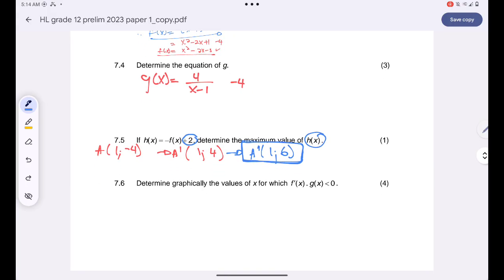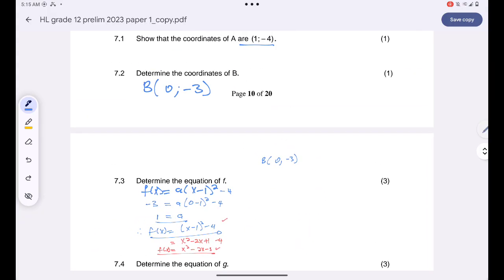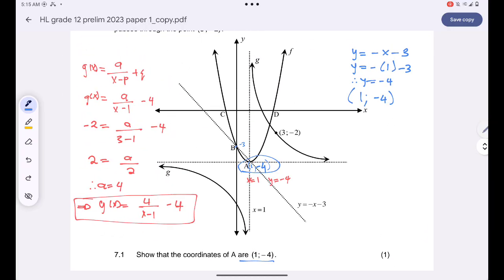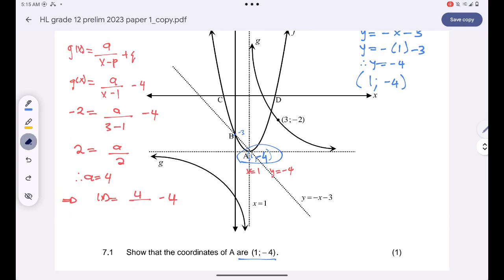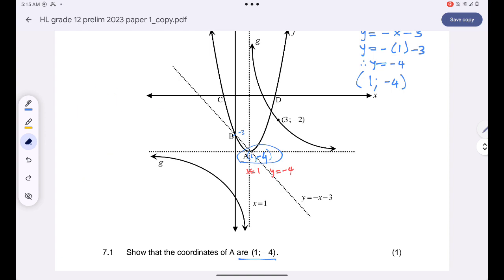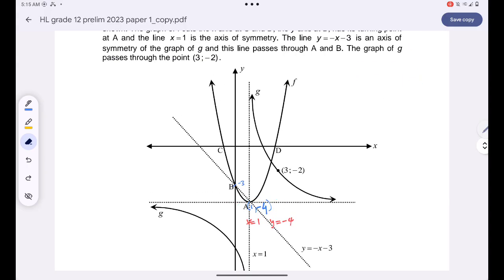So the new maximum of h of x will just be 1 and positive 6. Okay, and then now I'm supposed to determine graphically the values of x whereby the product of the derivative of f of x and g of x is less than 0. Let's check this over here. Let's erase this so that you can be able to scan our graph properly.